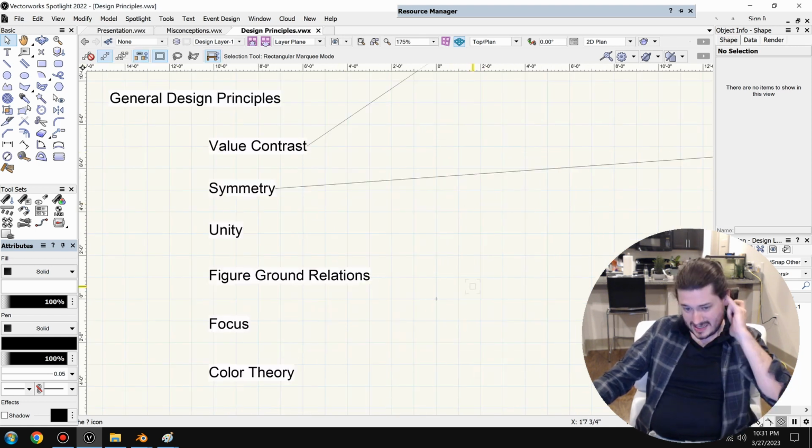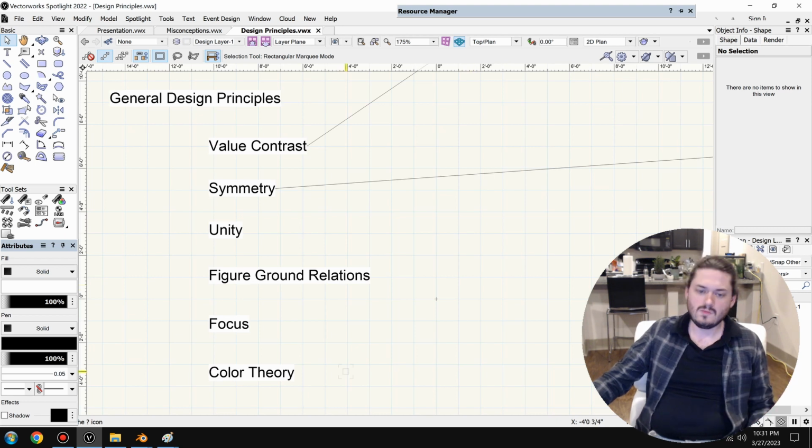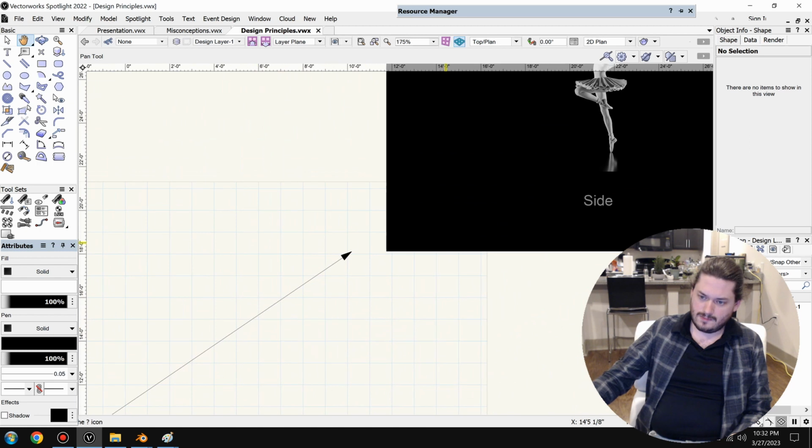Okay, so there are a lot of design principles, but I've distilled it down to these 6 to talk about in relation to dance lighting. I'm going to start with value contrast because it's probably the most important. If you can get this right, you can kind of get a pass on a lot of the other stuff. So let's dive right in.